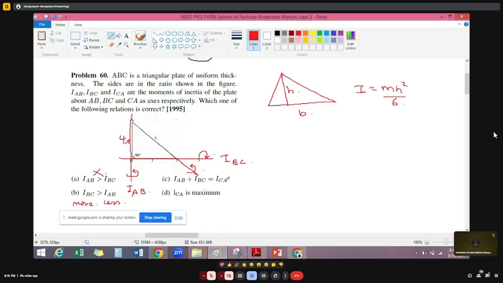I_AB plus I_BC is equal to I_CA, that is also wrong. Why? Because this is like the perpendicular axis theorem, right? By the perpendicular axis theorem, I_AB plus I_BC should be equal to the moment of inertia perpendicular to the plane. So that means this will also be wrong. Or you can try it with this formula also. I_CA is minimum, I think that is also wrong.